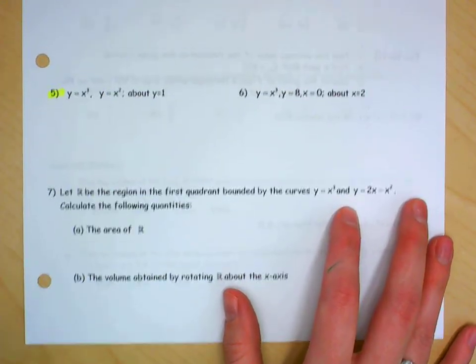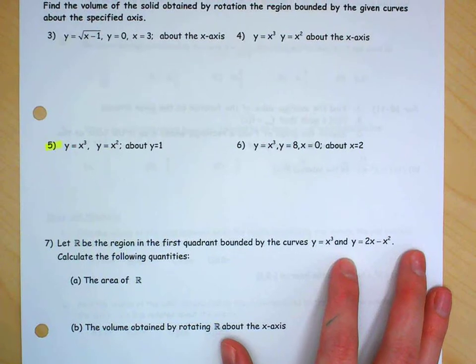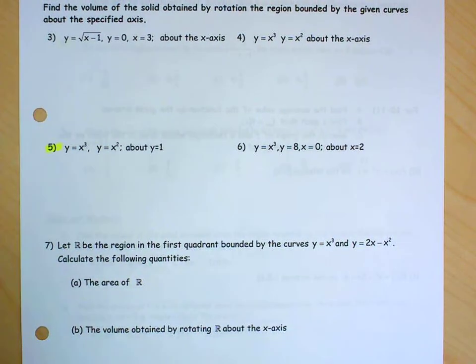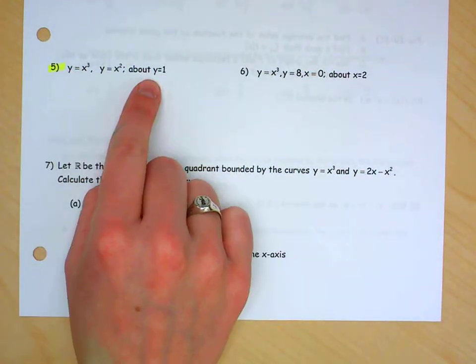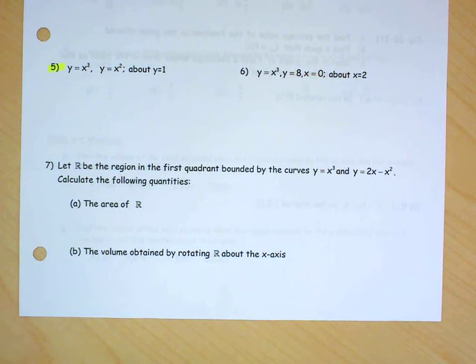If you read above, here I'll leave it down for a second. It says find the volume of the solid obtained by rotating the region bounded by the given curves about the specified axis. So let's look at number 5. We're going to be revolving these around the line y equals 1. So the first thing I want to do is try to draw a picture.